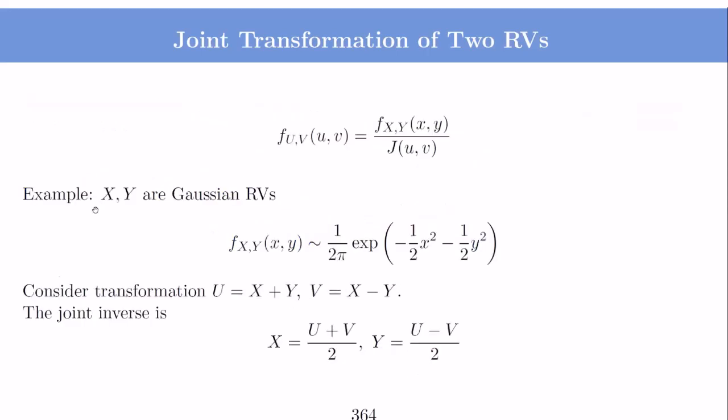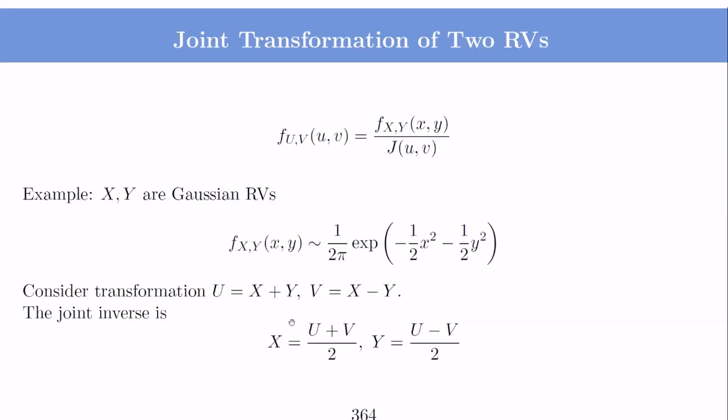So let us see an example. Suppose x and y are Gaussian random variables, and suppose they're independent. So their PDF is given by this: 1 upon 2 pi exponential minus half x square minus half y square. This is the product of the PDFs of two individual Gaussian random variables. So these are independent. Now consider the transformation u equal to x plus y and v equal to x minus y. So this new transformation is the sum and the subtraction of these two random variables.